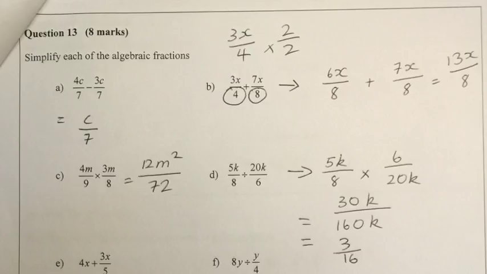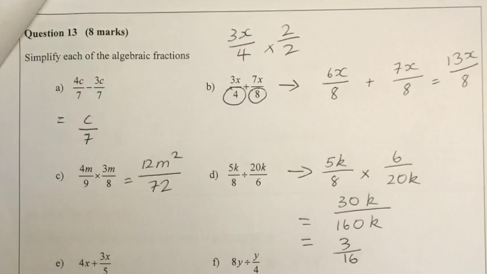Question 13, 18 marks as well. So simplify each of the algebraic fractions. So first one, pretty easy, 4c over 7 minus 3c over 7. Look, that's easy because our denominator is the same. And remember, with fractions, for you to be able to add or subtract, your denominator needs to be the same. So that one's just going to equal c over 7.